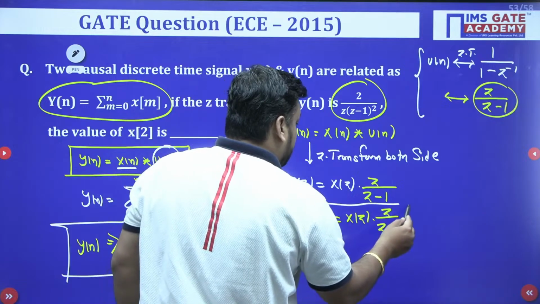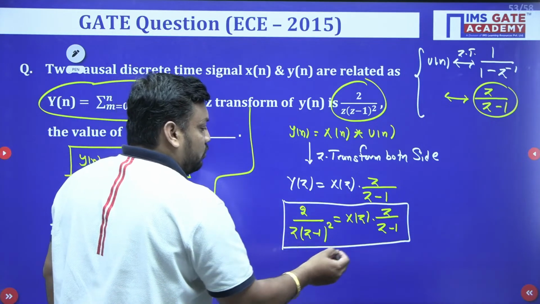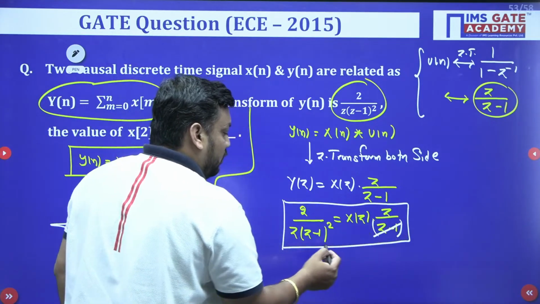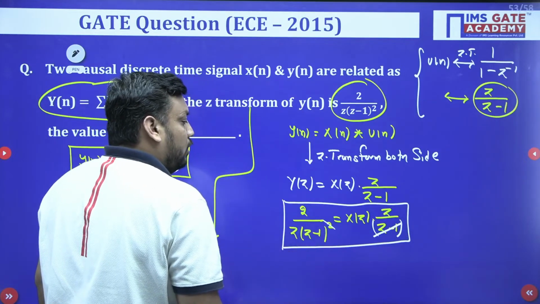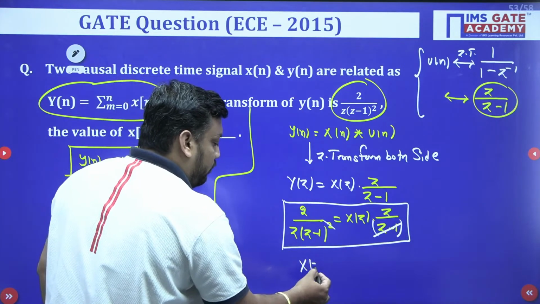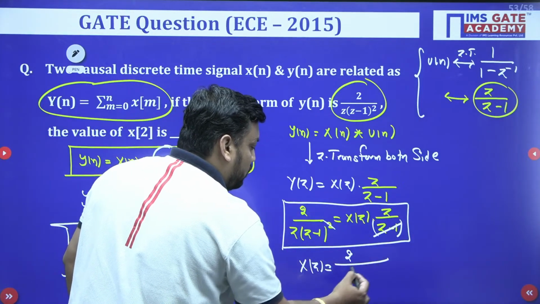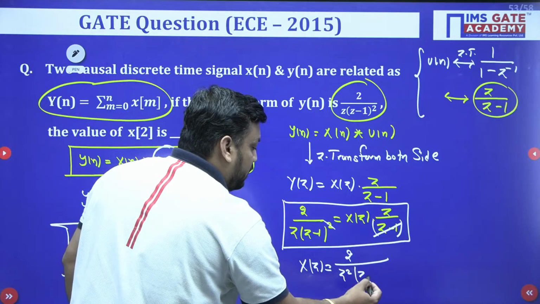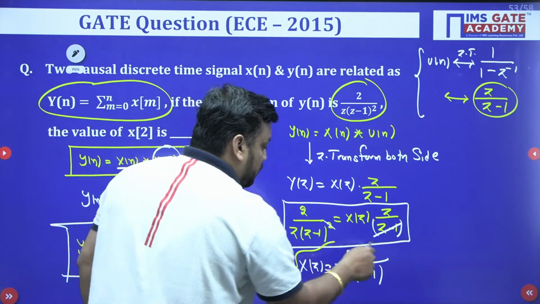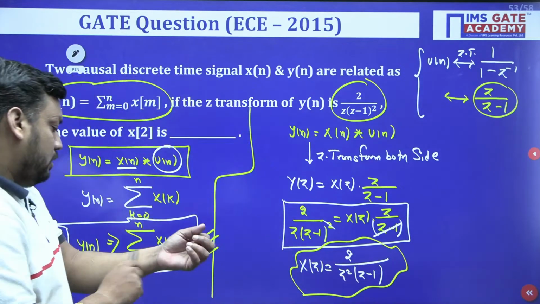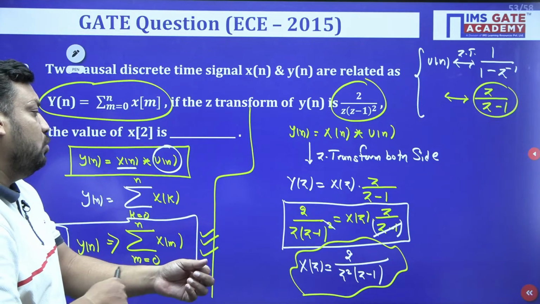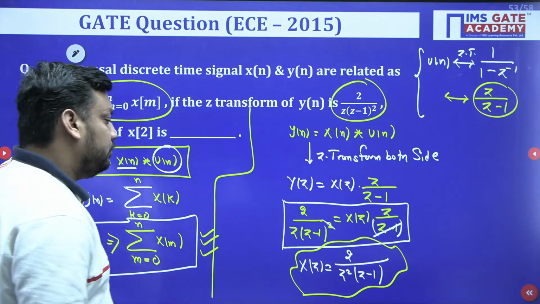So in this equation you are looking for X of z. So this (z minus 1) gets cancelled out with this (z minus 1) square. So ultimately X of z value you will get what? When you cross multiply this, you will get X of z as 2 upon z square into (z minus 1).